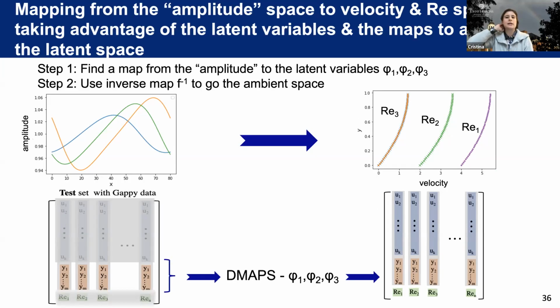So since we have computed the latent variables and the diffusion map and the maps to and from the latent space, now we use all these tools to recover the full velocity and Reynolds number space from partial measurements of the amplitude. Firstly, by finding a map to interpolate from only amplitude measurements of the training set to the latent variables of the training set computed in the previous slide. And secondly, map the newly interpolated functions in the latent space back to the ambient space using the inverse mapping computed in the previous slide to recover the full data set.